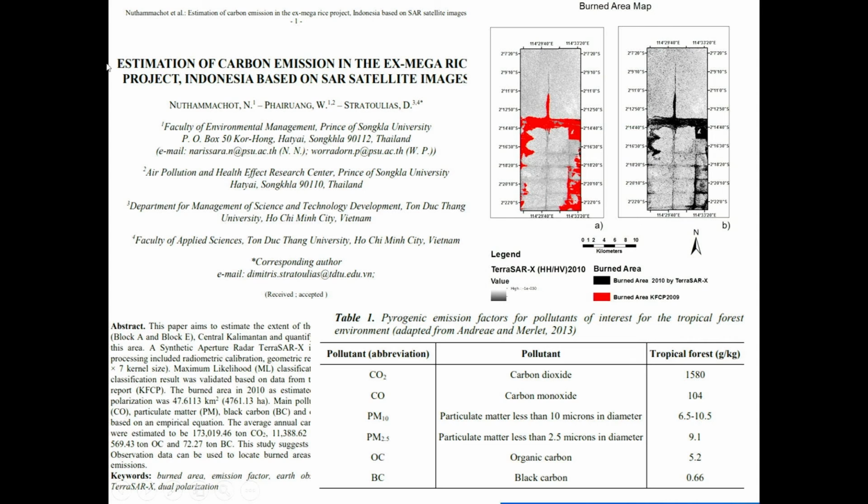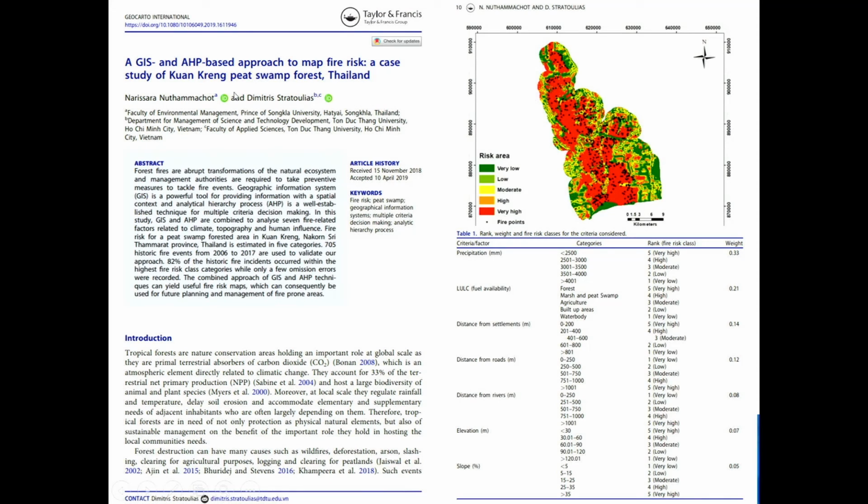Before that, this topic I did with satellite images from radar, or SAR. We estimate the carbon emission. We use the image and calculate how much pollutant is in the tropical forest. That is what we worked on. It comes from the carbon emission, and also from the fire risk map.